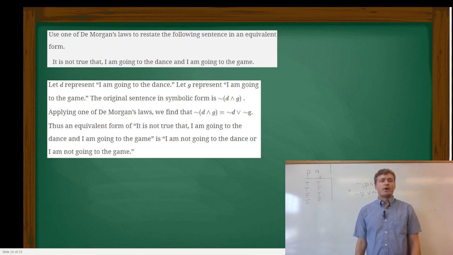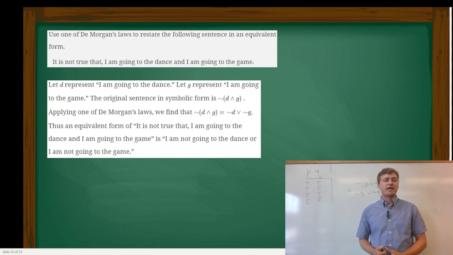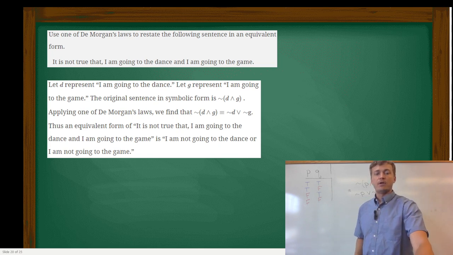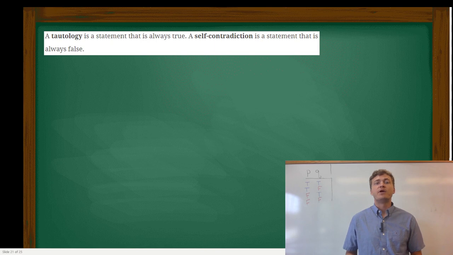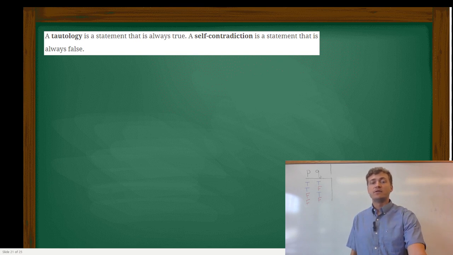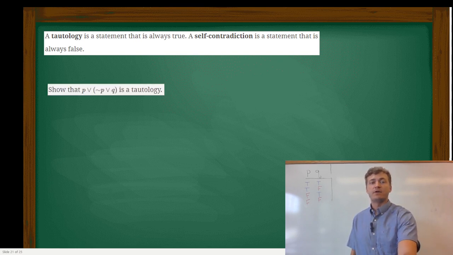So once more at the bottom, thus an equivalent form of it is not true that I am going to the dance and going to the game. We can say that as I am not going to the dance or I am not going to the game using De Morgan's laws. As stated earlier in the video, a tautology is a statement that is always true. However, a self-contradiction is a statement that is always false. If your final column is all true, the statement is a tautology. If your final column is all false, then your statement is a self-contradiction.